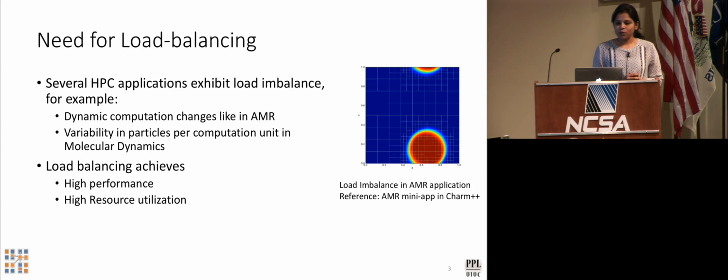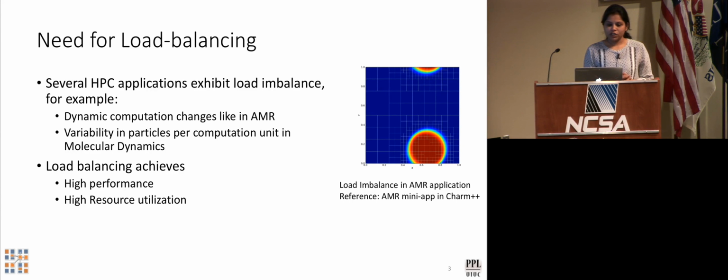So first I begin with the question, why do we need load balancing? I think we've heard that from quite a few speakers today. There are several HPC applications that exhibit load imbalance. For example, there is the adaptive mesh refinement. The figure on the right is the AMR mini app in Charm++, which shows that in the refined regions, there's high computation load in the spheres, whereas there's much lower load in the other regions, which is a reason for load imbalance. There's also several other applications like molecular dynamics, where there's variability in the particles per computation unit.